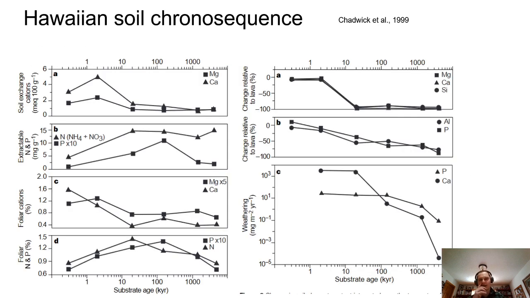So we'll take a look here at some data from the Hawaiian chronosequence. This is from Oliver Chadwick et al. in 1999. And I'm going to focus on some nutrients and some cations here. We won't talk about the foliar, which is how much is in the leaf. We'll focus on these top two graphs. On the y-axis, you have soil exchange cations, either magnesium or calcium. And then on the x-axis, you have time on a log scale.